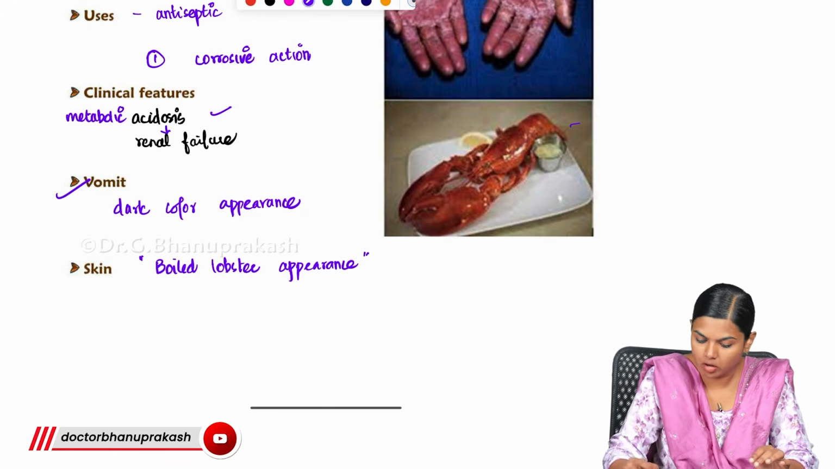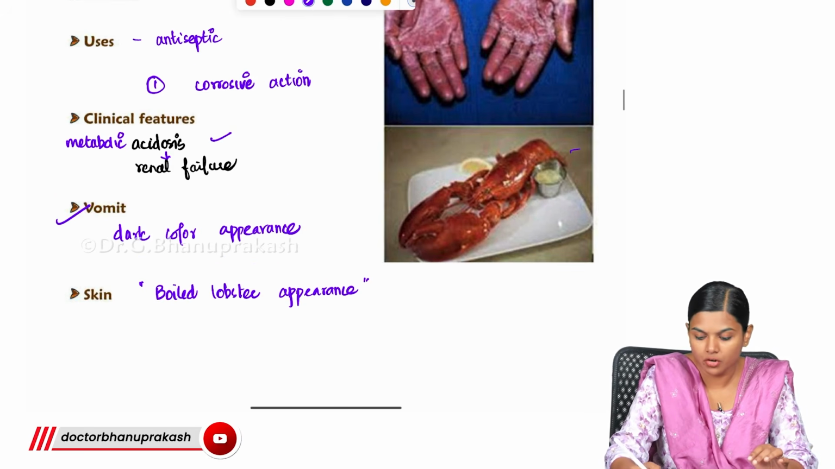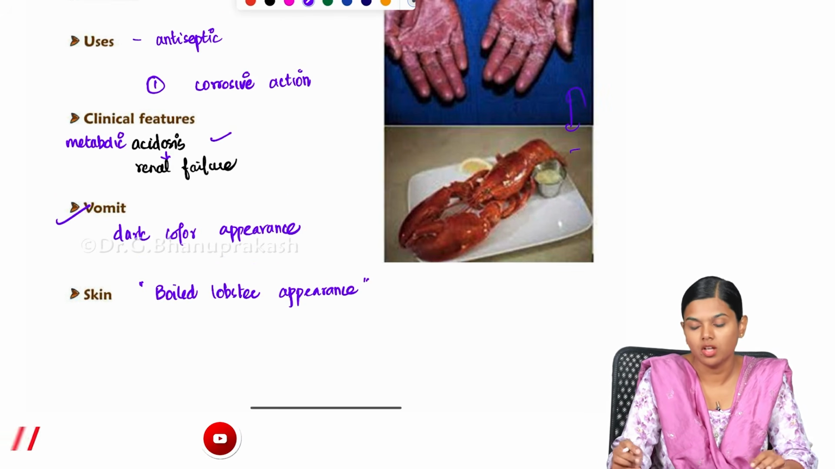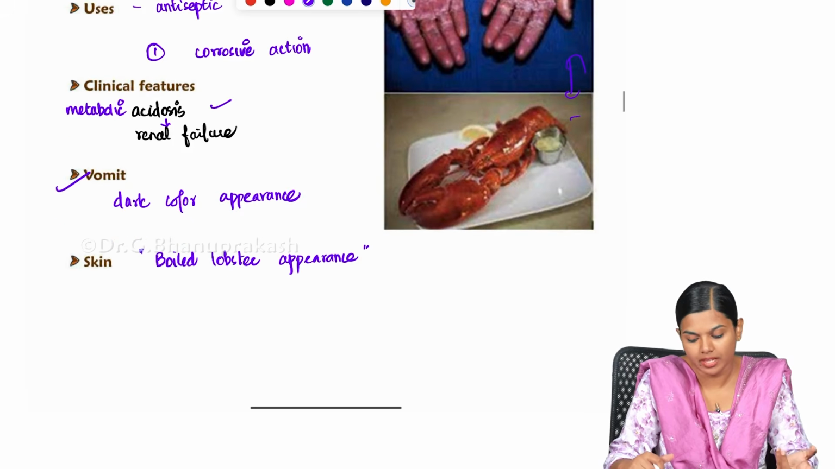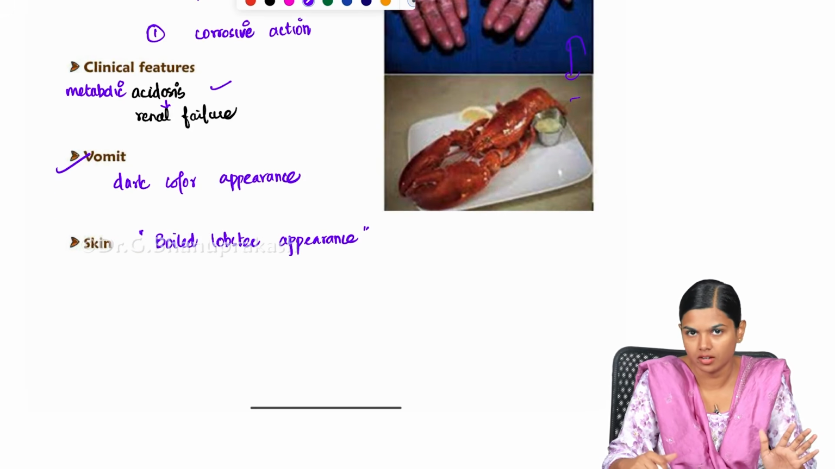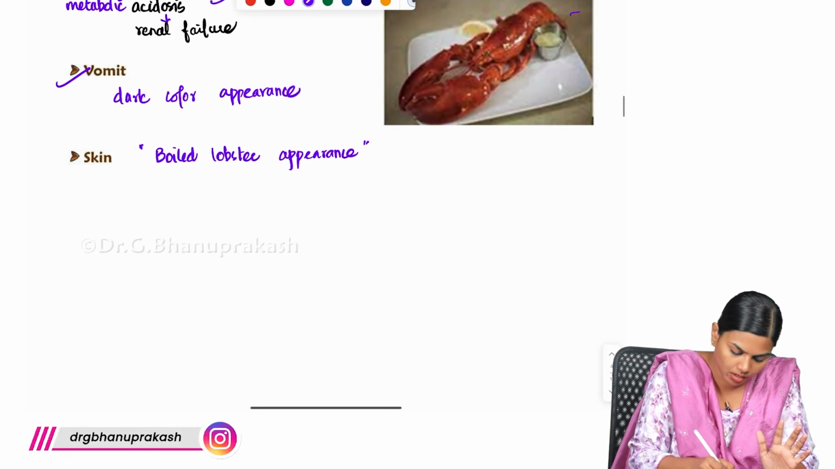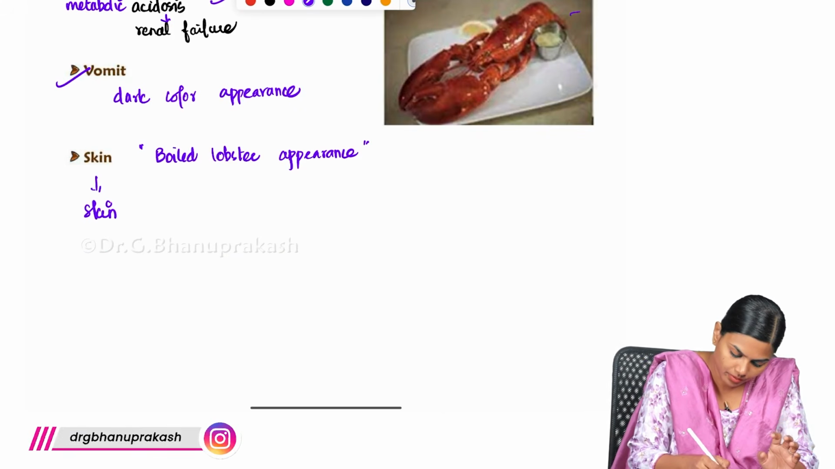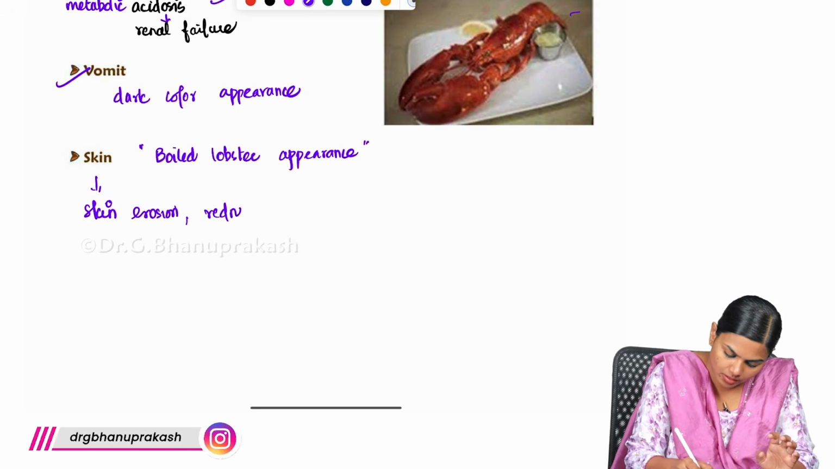So this is a boiled lobster, and the skin will somewhat resemble this boiled lobster. What it means is that there will be erosion of the skin. You will be able to see skin erosion, redness and inflammation.